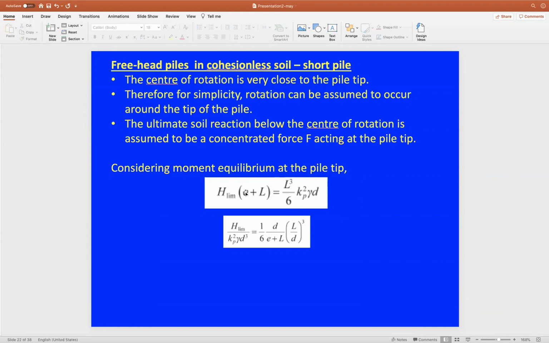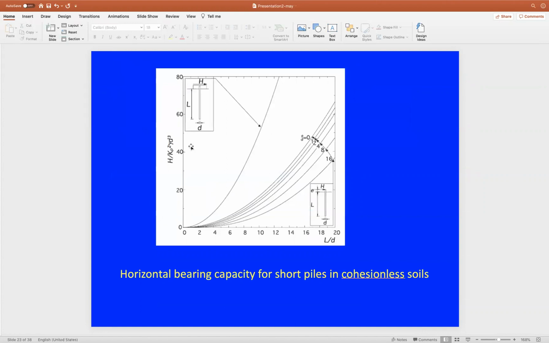Or you can as well use this chart to find the value of H ultimate, by working out the value on the x-axis of L over D. L is given as 6 meters, D is given as 0.305, so that will be the x-axis. And then you draw a vertical line from the x-axis and intercept it with the curves of eccentricity over diameter. Eccentricity is given as 0.5 meter, D as 0.305, and that will give you the value of e over D on these curves.